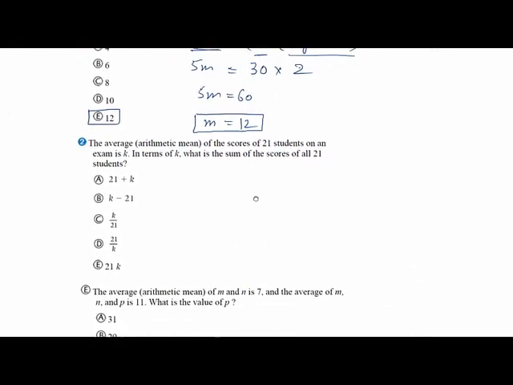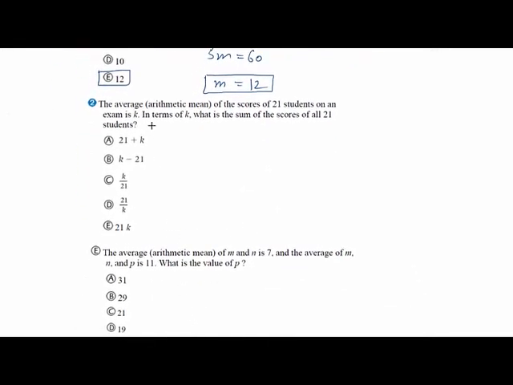Now let's do the second one. The average of the scores of 21 students. So you should directly write the formula, right? You should not wait to first read the question completely and then reread it, because it will waste your time. So what you'll do is write sum equals, you don't even need to write that, you just need to write the numbers, whatever is given. So sum is average times number of terms.